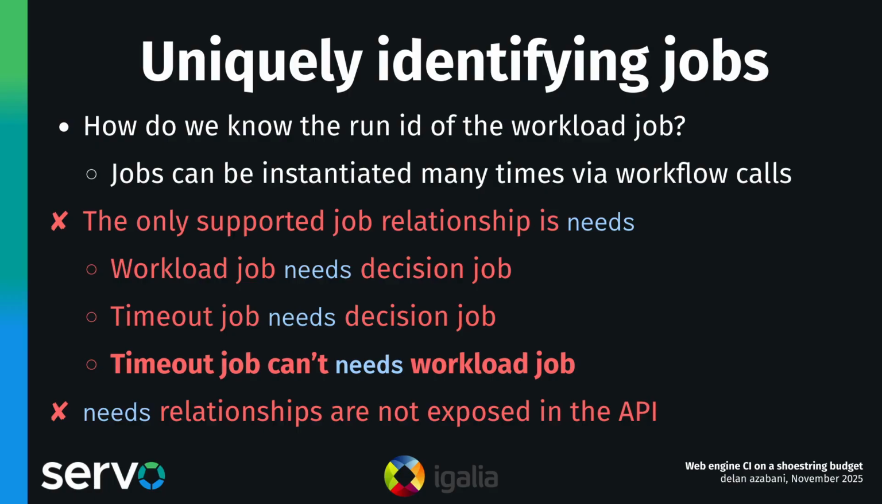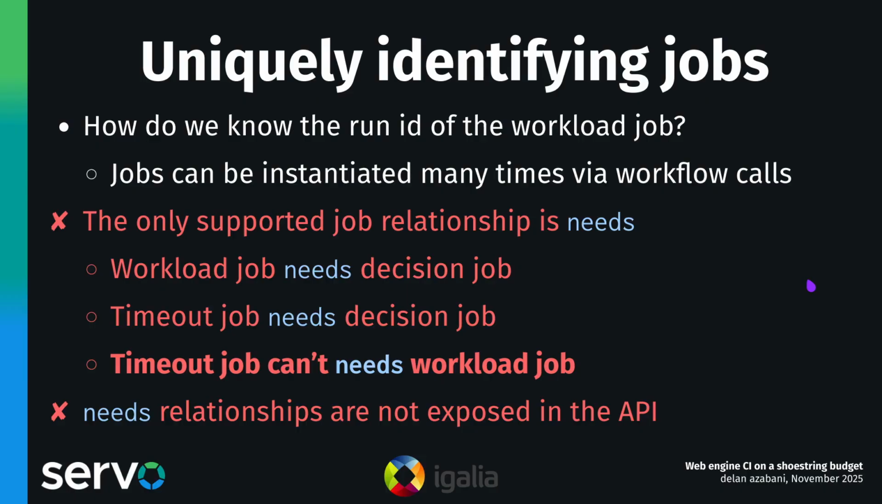Workflow calls are a feature that essentially allows you to inline the contents of a workflow in another as many times as you like, and as a result, you can have multiple copies, multiple instances of a job that run independently within one workflow run. So we definitely need a way to uniquely look up our instance of the workload job.